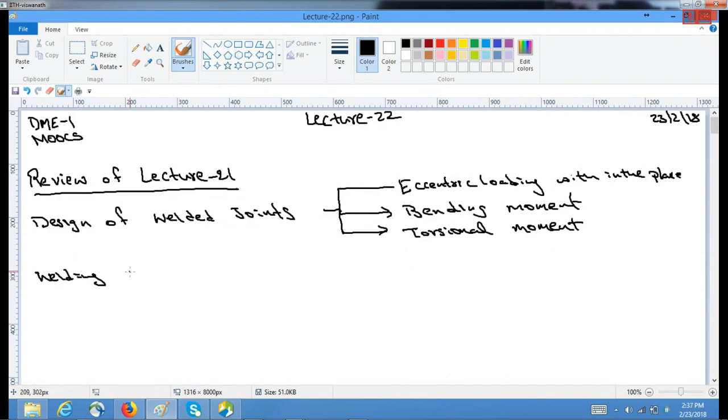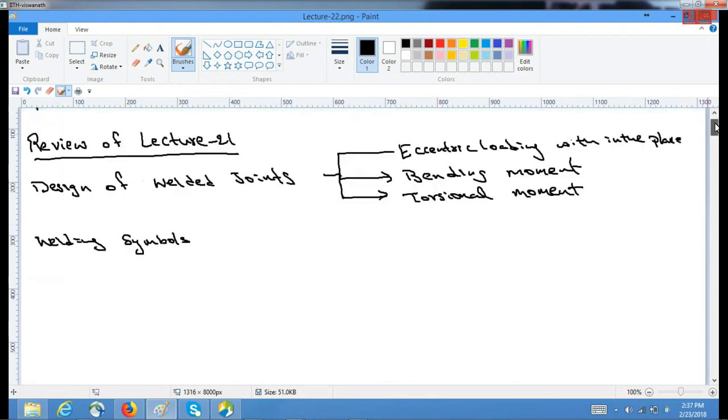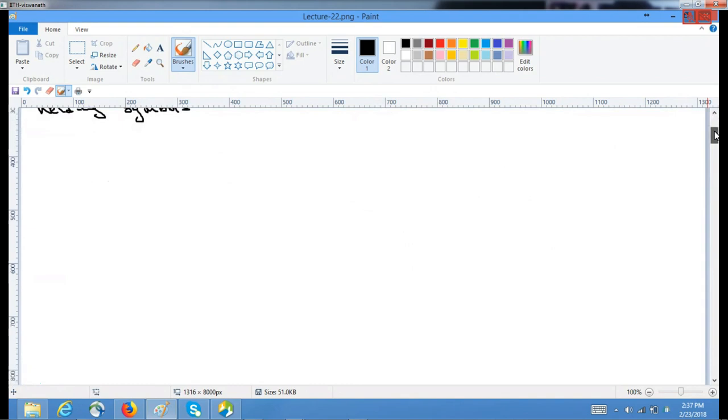welding symbols and permissible stresses. These things we have studied. In today's class, what we'll do is we will talk about the riveted joints.